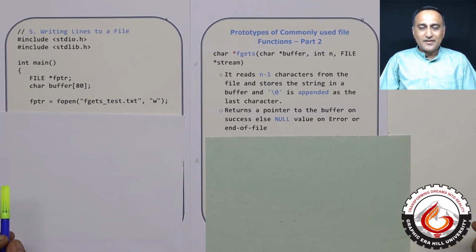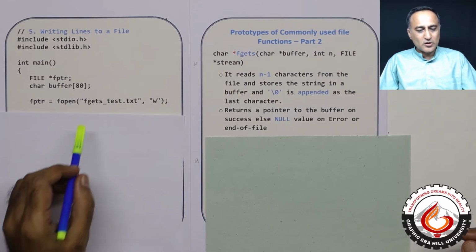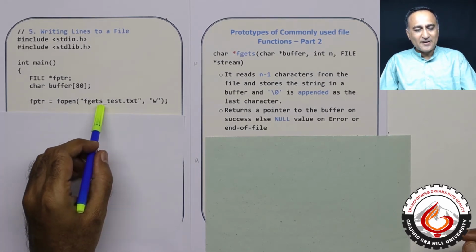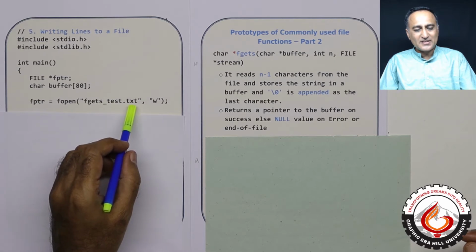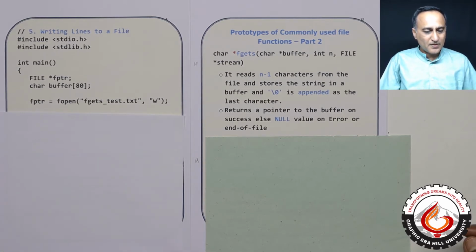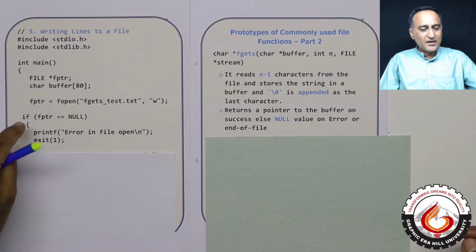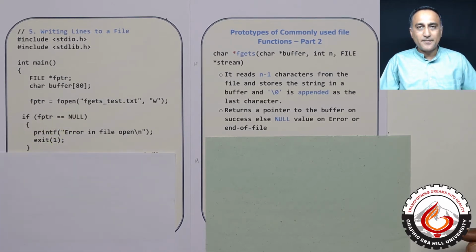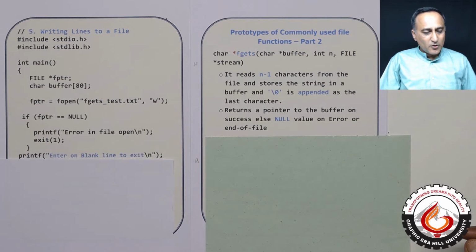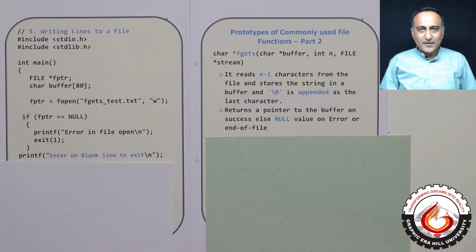Now in order to write, common sense tells me that I need to open the file in write mode. So I'm giving the name of the file as fgets_test.txt, opening it in write mode. Assuming there is no problem in creating the file, this particular if is not going to be executed. Then I'm asking the person to keep entering data. If he just presses enter on a blank line, that's when it indicates to me that I am done writing data.